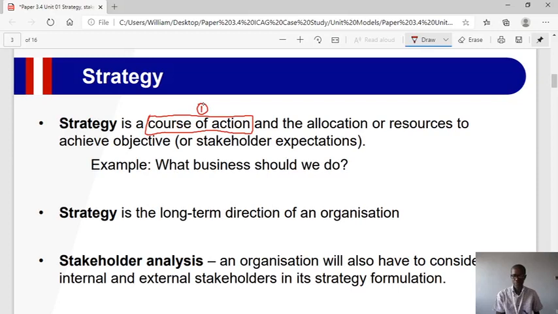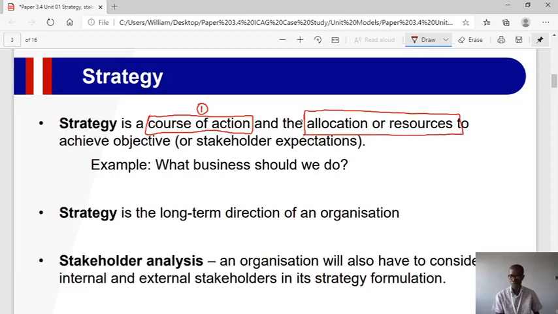What business do we want to do? What market we want to go into? What organization we want to merge with? It's a course of action. One. And once the action has been decided, it also has to look at allocation of resources. Because for every course of action, there must be resources that will be allocated.